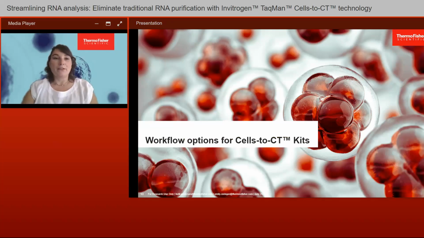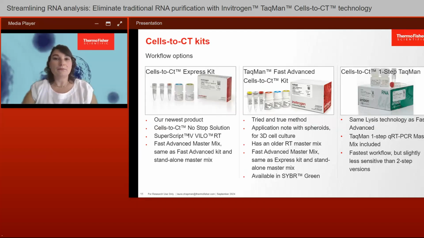As I briefly mentioned earlier, there are different workflow options that we offer with the cells-to-Ct technology, so I'll go over a few of those kits now. These are 3 of our main options. We do have a few others, but these are the 3 that I would recommend to start with if you're just getting into the cells-to-Ct technology and are interested in using it.